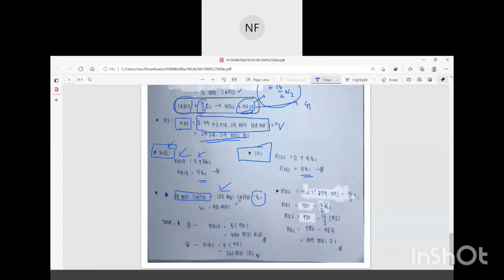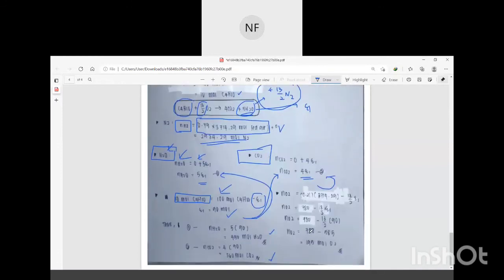After we get the value of extent of reaction 1, we can insert it into equation 1 and equation 2, so we can find both numbers of moles. For the number of moles of N2, we use the same way as we found the number of moles of water and carbon dioxide.